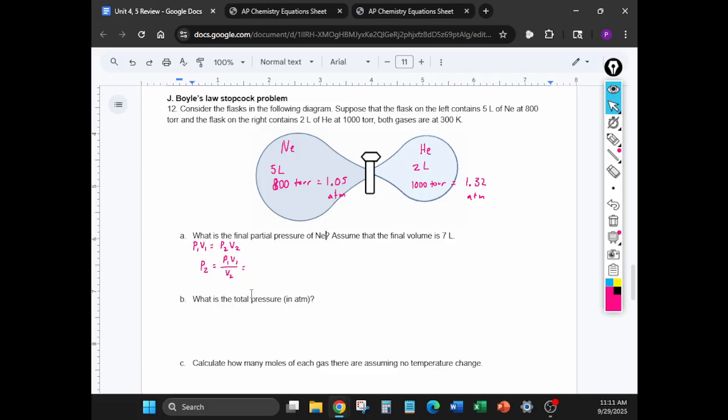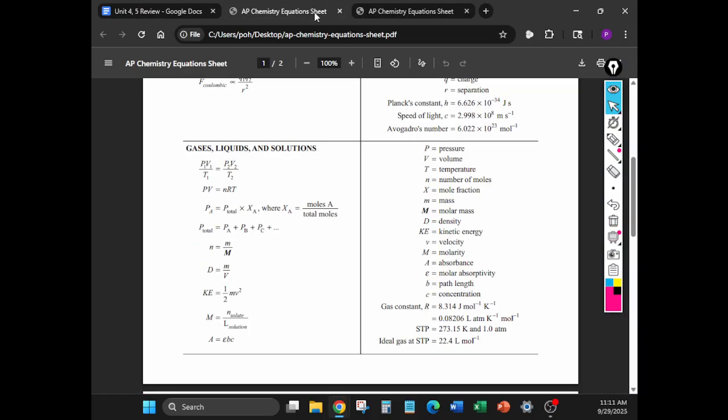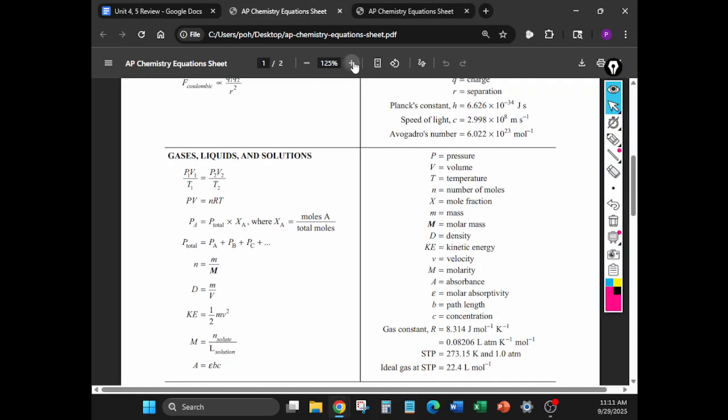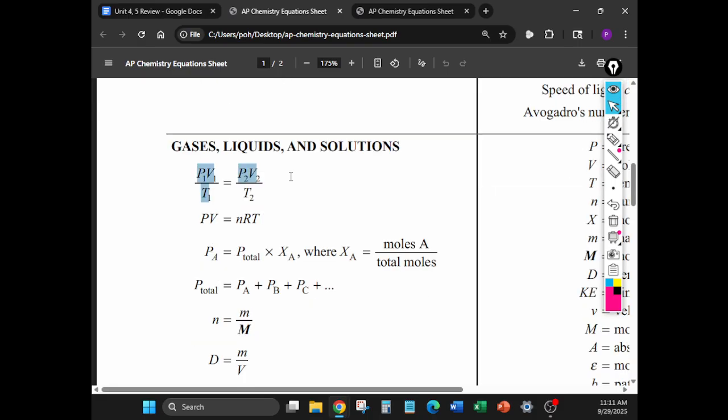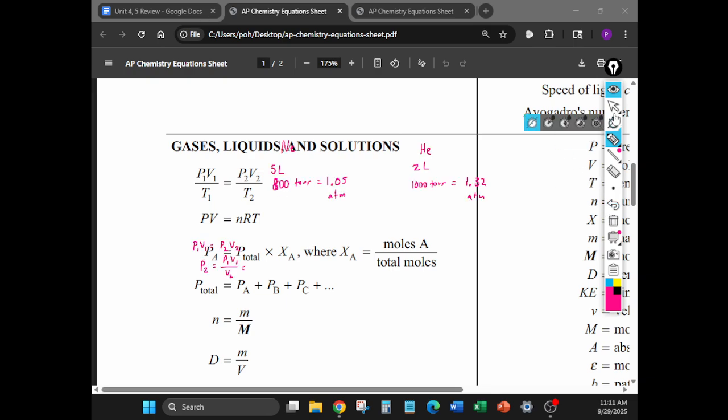We can just use Boyle's law, P1 V1 equals P2 V2. If you don't remember it for whatever reason, if you look at your AP equation sheet, you will see at the very top of the gas section that you pretty much have it right here. You have P1 V1 over T1 equals the same on the other side. All we did was omit the temperature because it is constant, so you could have just ignored that, or you can even plug it in and you'll still get the same answer. Just letting you guys know that that's there.